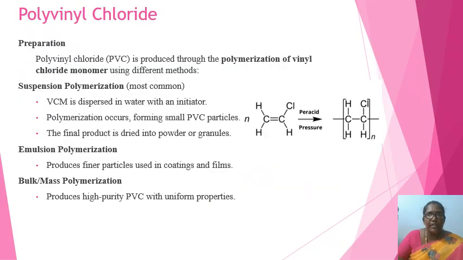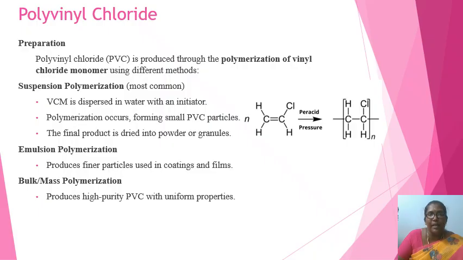Next, we are going to see polyvinyl chloride. Polyvinyl chloride is the most important commercial polymer. Polyvinyl chloride is produced through the polymerization of vinyl chloride monomer using different methods. The most common method is suspension polymerization. By this method, vinyl chloride monomer is dispersed in water with an initiator. Polymerization occurs, which forms small PVC particles. The final product is dried into powder or granules.